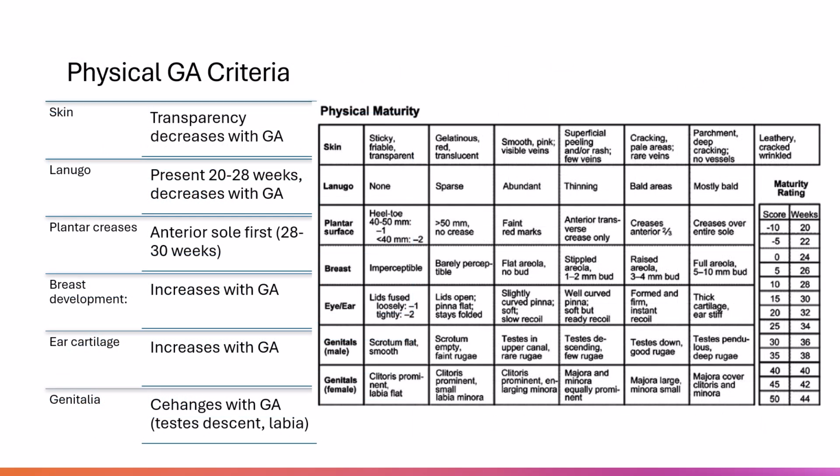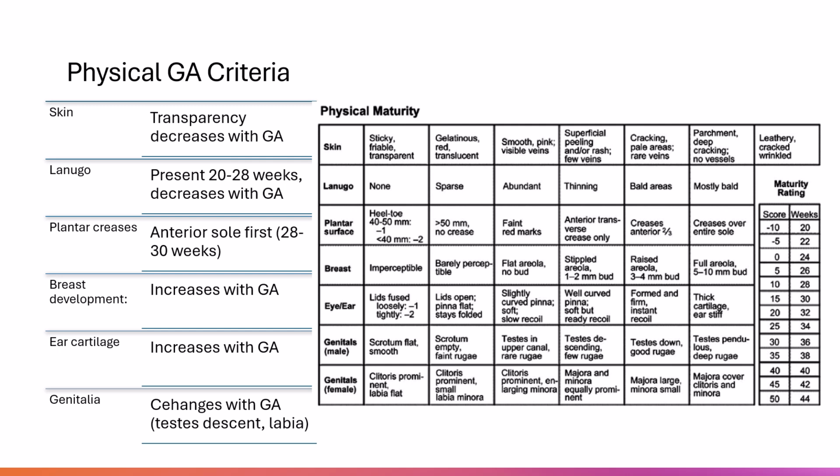These physical criteria for GA assessment show up constantly on the exam. Skin transparency decreases with advancing GA, from transparent with visible vessels at 24 weeks to opaque with minimal vessels visible at term. Lanugo is present between 20 to 28 weeks and gradually decreases with advancing GA. Plantar creases first appear on the anterior sole around 28 to 30 weeks and progress toward the heel with increasing GA.